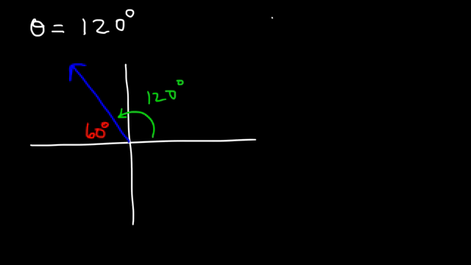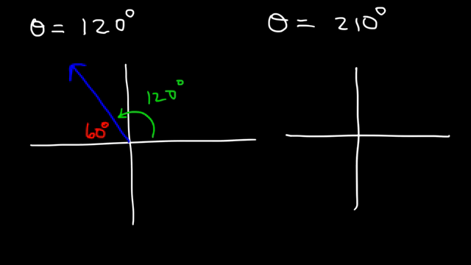So let's try another example. What is the reference angle for an angle that's 210 relative to the positive x-axis? So this is 210. And we know the negative x-axis is 180. So the difference is 30. So the reference angle is always between a terminal ray and the x-axis.